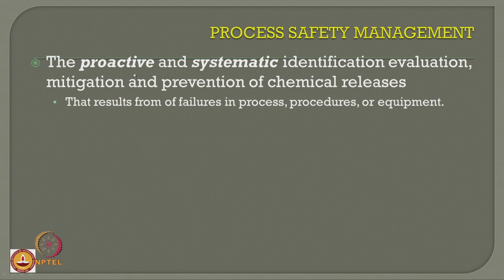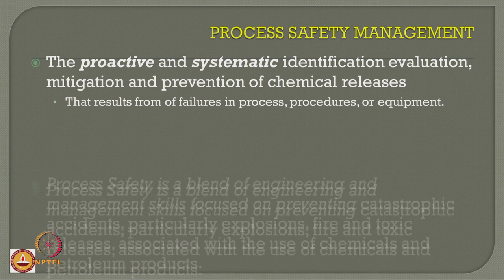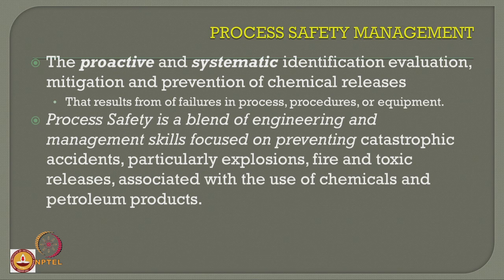Process safety management is a proactive and systematic identification, evaluation, mitigation and prevention of chemical releases. So, this is essentially related to process only. It is not related to manufacturing or production or mechanisms or any machines at all. It is a proactive and systematic identification, evaluation, mitigation and prevention of chemical releases which result from failure in process, procedures or equipment. Process safety is therefore a blend of engineering and management skills which is focused on preventing catastrophic accidents, particularly explosions, fire and toxic releases that are associated with the use of chemicals and petroleum products.